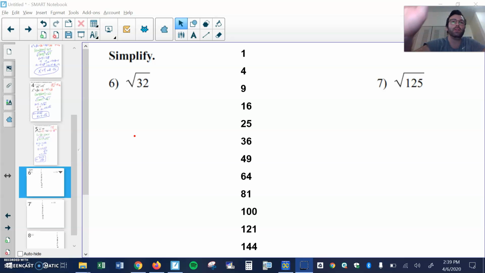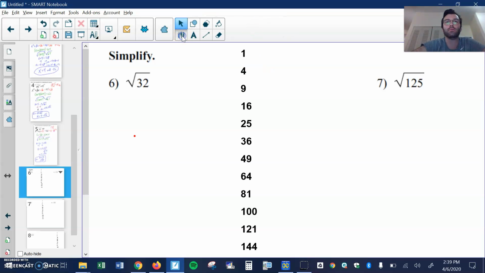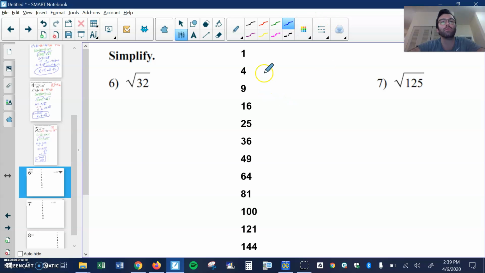So this video is going to be explaining problems 6 through 10. Okay, so 6 through 10, starting off with number 6. Number 6. I remember when we simplify these radicals, we want to figure out which perfect square will multiply into this radical. Okay, here is our list of perfect squares. Remember, we're trying to pick the largest perfect square.